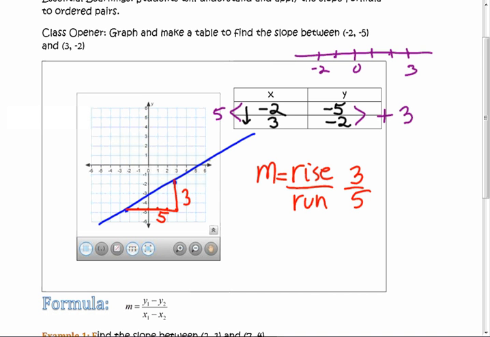I could either count on a graph or I can look at the table. I often will use the table. Okay, so this is 3 out of 5. Well, now we're going to do what they call the slope formula.